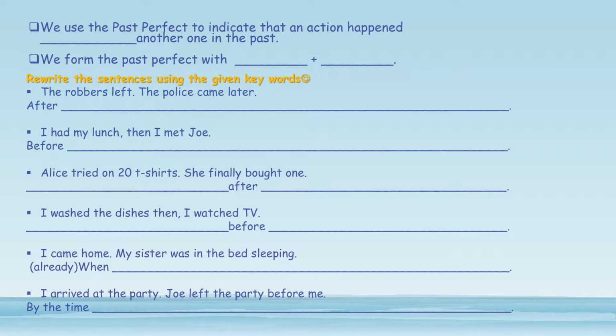Okay, now let's fill in the sentences together. We use the past perfect to indicate that an action happened before another one in the past. We form the past perfect with had and the past participle verb 3. Now it's your turn to try. Please rewrite the sentences using the given keywords. You may pause the video and think for a while.